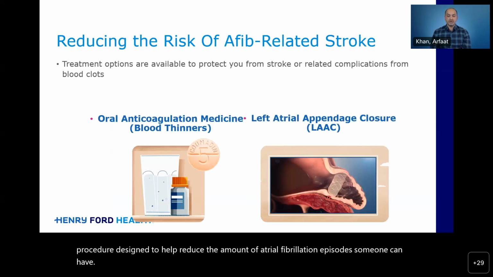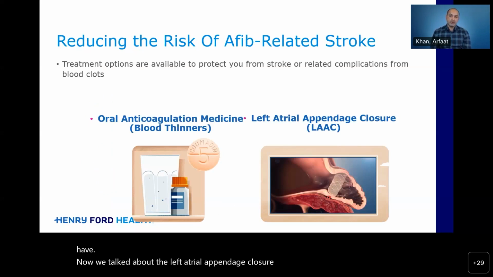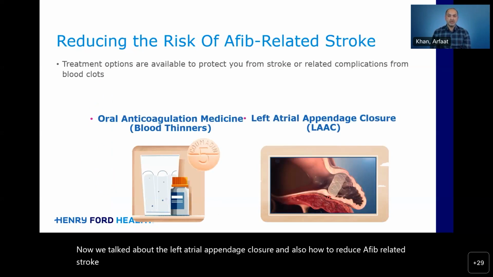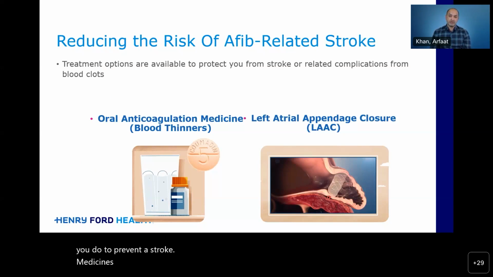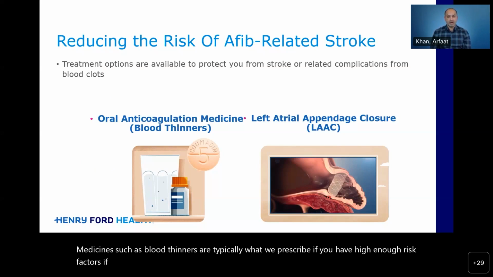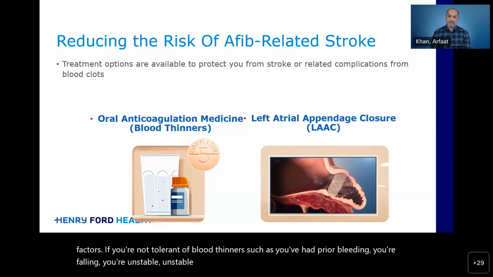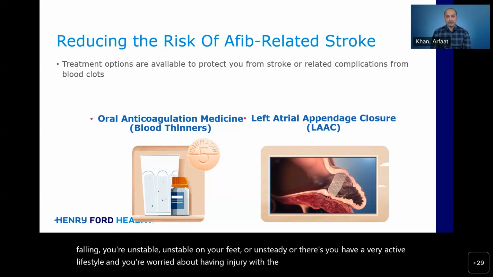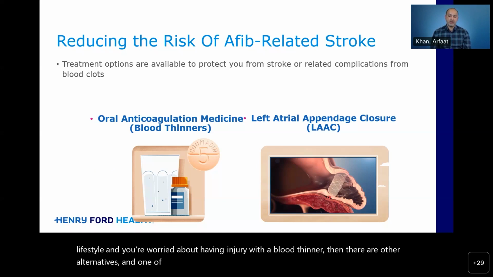Now we talked about the left atrial appendage closure and also how to reduce Afib-related stroke. As I mentioned, medicines should be the mainstay and the most important thing that you do to prevent a stroke. Medicines such as blood thinners are typically what we prescribe if you have high enough risk factors. If you're not tolerant of blood thinners, such as you've had prior bleeding, you're falling, you're unstable on your feet or unsteady, or you have a very active lifestyle and you're worried about having injury with a blood thinner, then there are other alternatives, and one of them is called left atrial appendage closure.